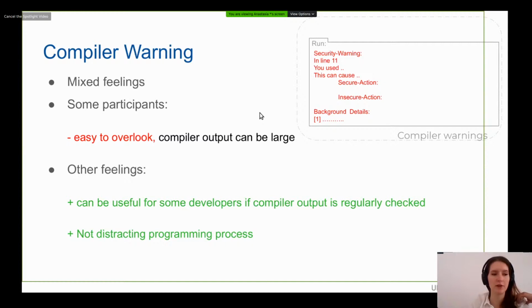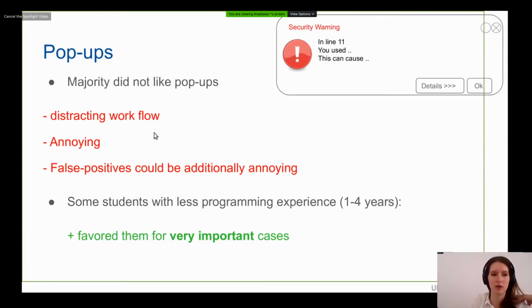The majority of our participants did not like the idea of pop-ups because they are distracting and annoying and would disrupt the programming workflow. However, some participants with more programming experience had negative opinions, but there were also participants with less programming experience, like 1 to 4 years, who favored pop-ups. And some students said that in very important cases, distracting pop-ups could be useful to catch the attention of the programmer.